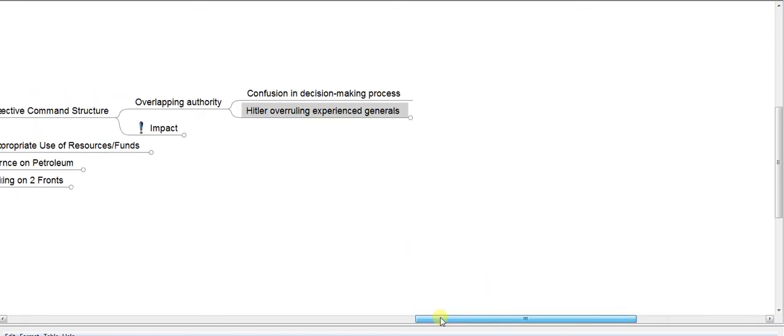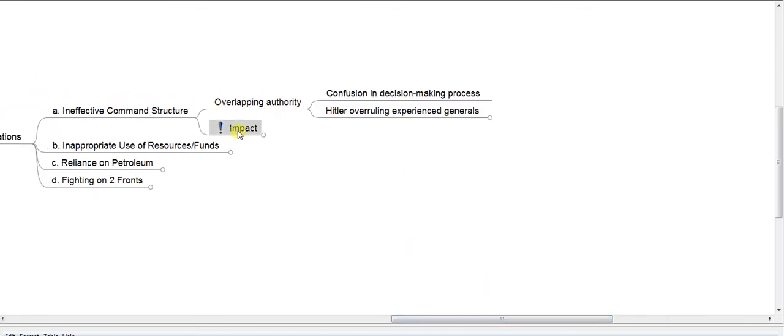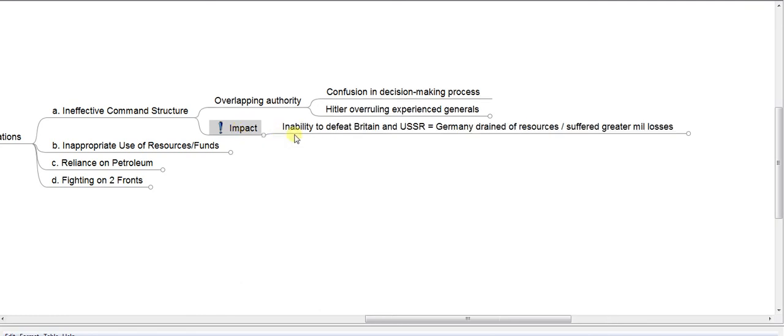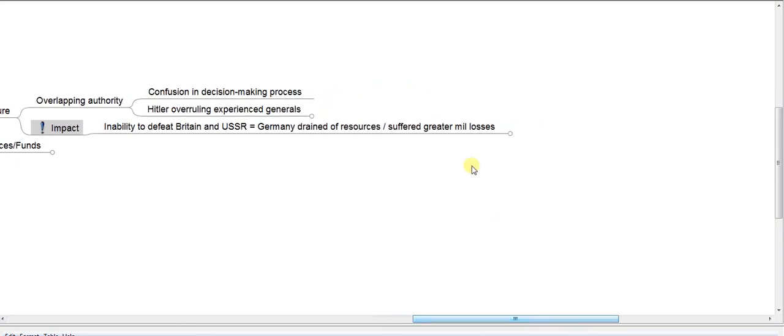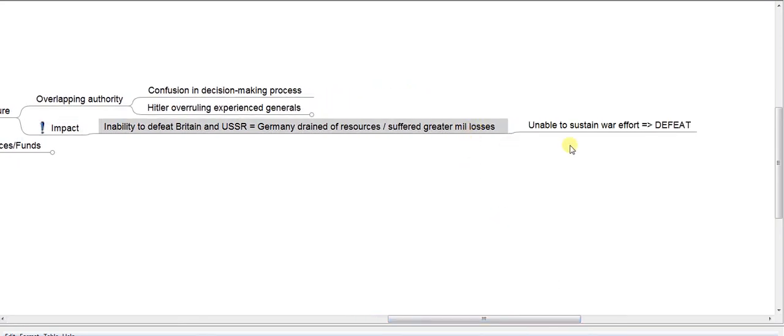Okay, so we're going to look at the impact of this ineffective command structure. The inability to defeat Britain and the USSR meant that Germany was drained of its resources and suffered great military losses. They lost so many men on the Eastern Front, for example. And this didn't allow them to sustain the war effort, which led to Germany's eventual defeat.